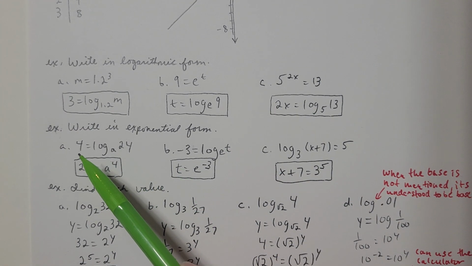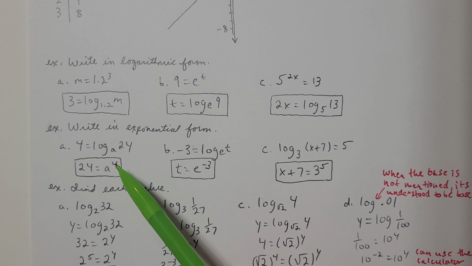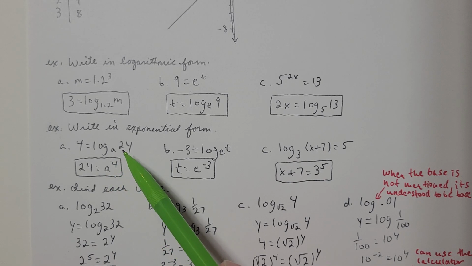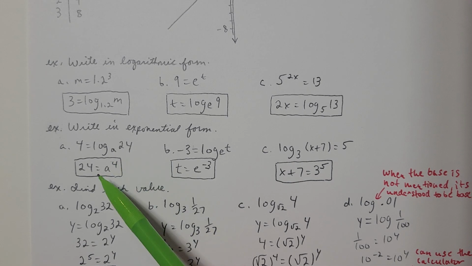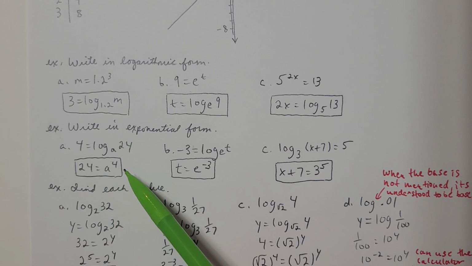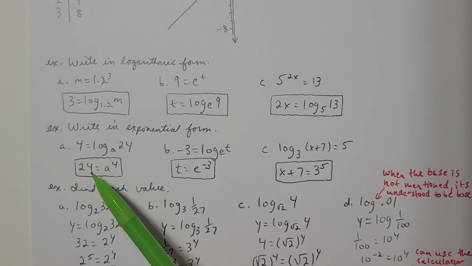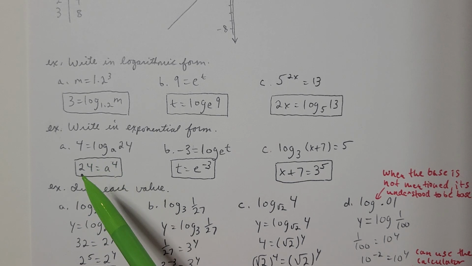Okay, so let's see. It looks like the y value is 4, a is the base, and the x value is 24. Okay, so x equals a to the y. That means that 24 equals a to the 4th power. And I go ahead and circle that. Okay.